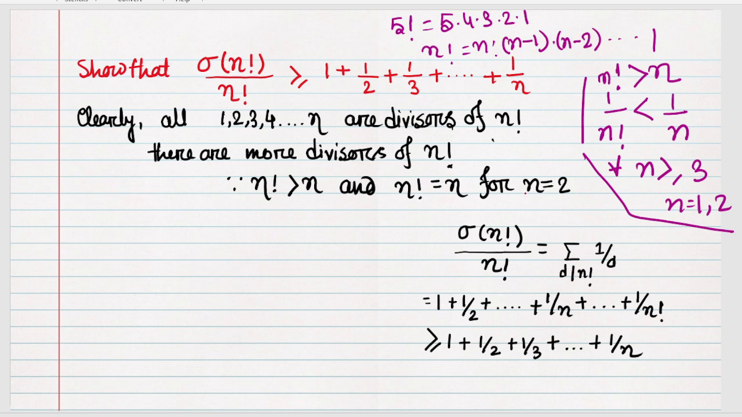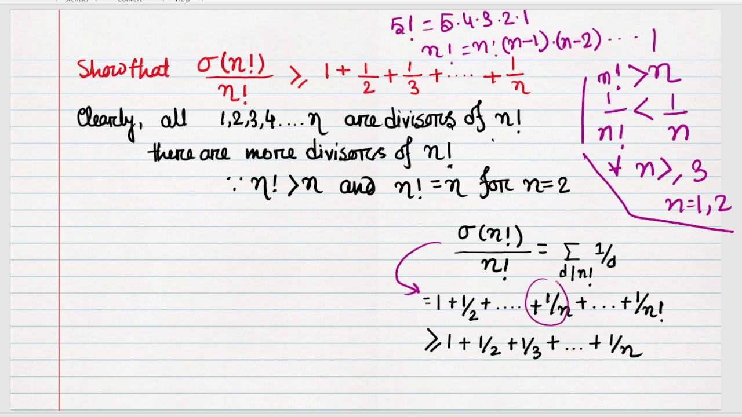Now actually this statement we have from the known result. We have that the sum of n_i by n_i equals the summation over d dividing n factorial of 1 by d. That means we can write this in the form 1 plus 1 by 2 plus 1 by n, followed by 1 by n factorial.